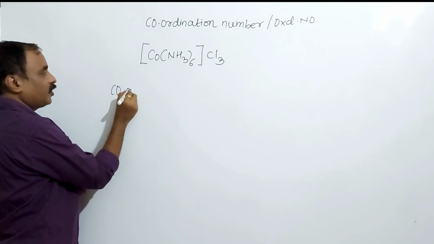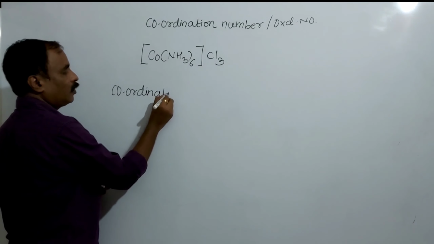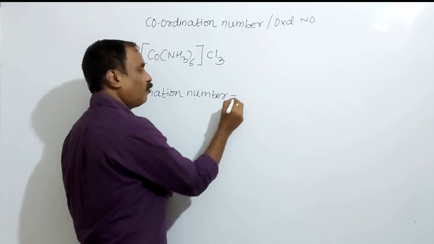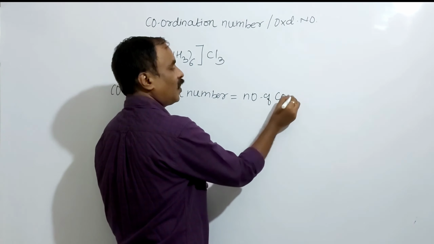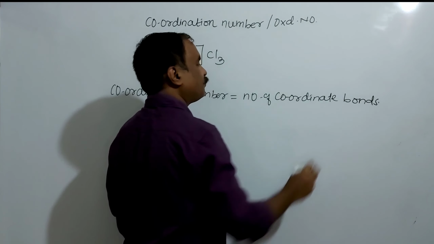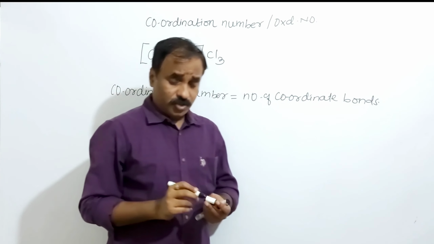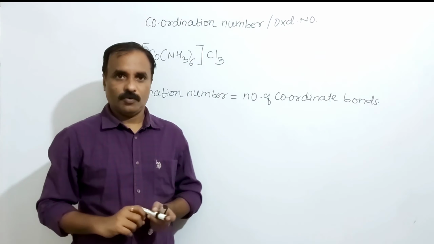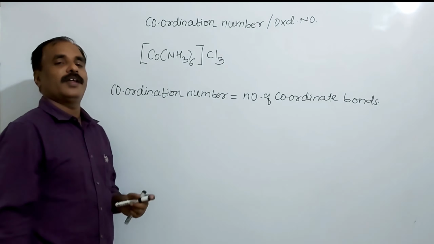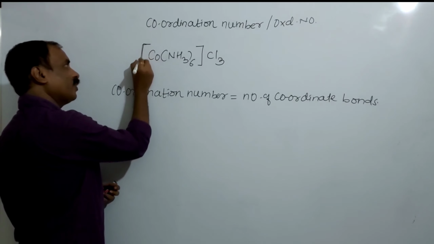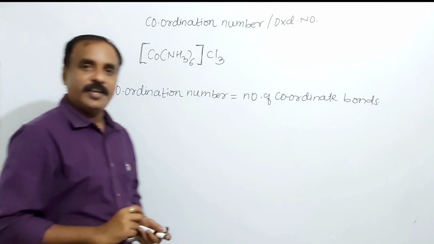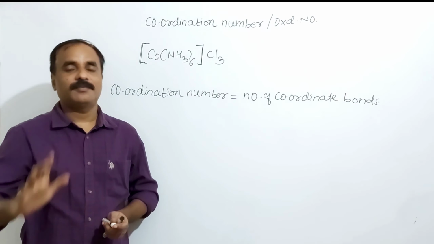So here coordination number is equal to the number of coordinate bonds to the metal. That means as many coordinate bonds as there are, that is its coordination number. Take this complex and concentrate on this square bracket only. Our interest is only in the square bracket. In the square bracket cobalt is the metal, and here we have to find out the coordination number of cobalt.